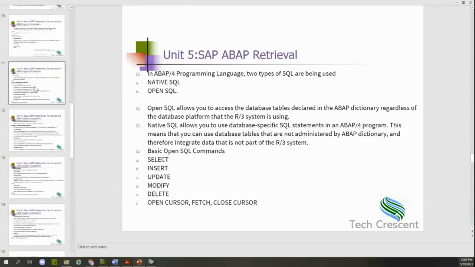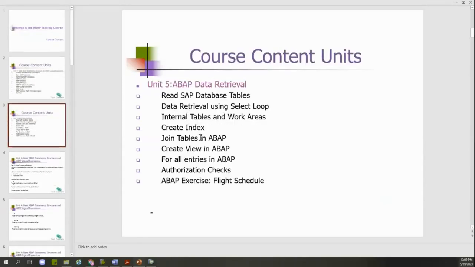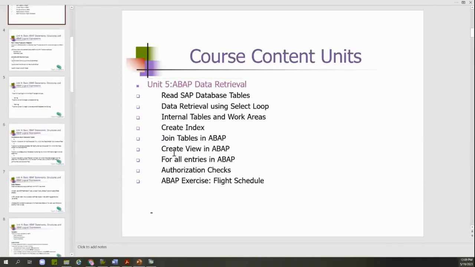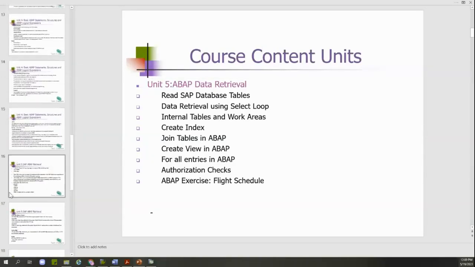Whenever we join tables, one is join and another one is select for all entries. This one is for all entries in ABAP. Then we have to use views as well, dictionary views. I have shown you earlier how we join two tables in a view and see the result set, right? So these are the things.